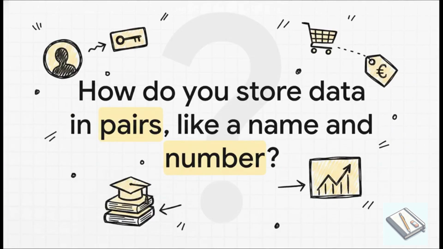So let's start with a really common programming problem. You've got data that's naturally linked together, right? A student and their grade, a city and its zip code. The question is, how do you store that information so that the link between them isn't just in your head, but actually baked into the code?